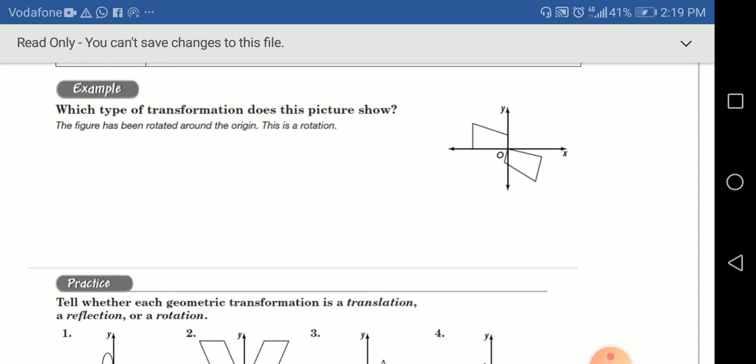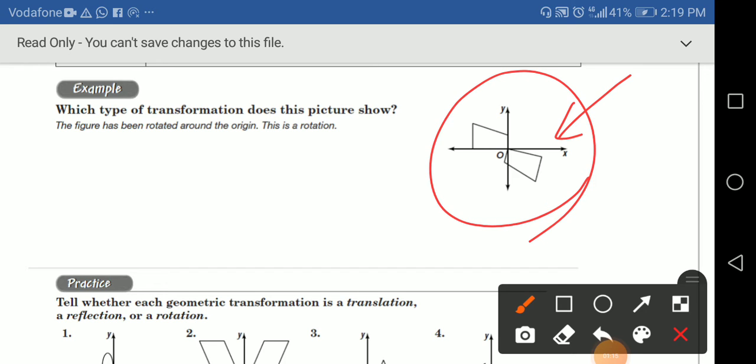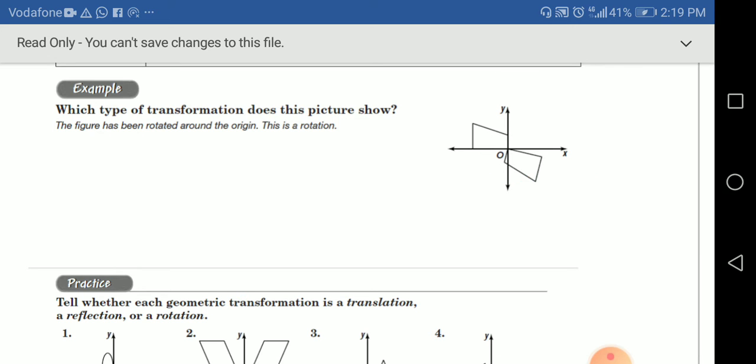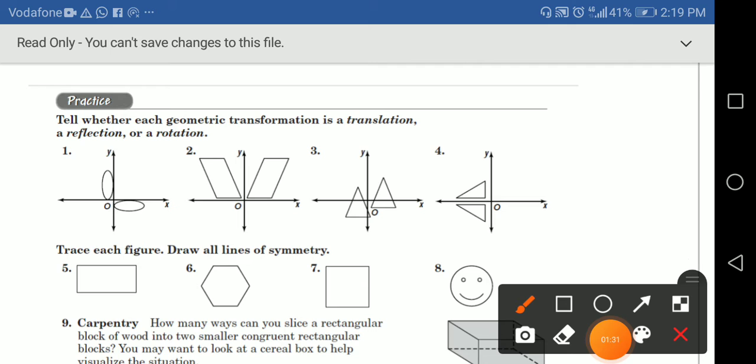So when I ask you what kind of transformation we got here, it rotates, it turned. So this is a rotation. Yes, this is a rotation. And guys, remember, tell whether each geometric transformation is translation or reflection or rotation. What about this one? It rotates, so this is a rotation.